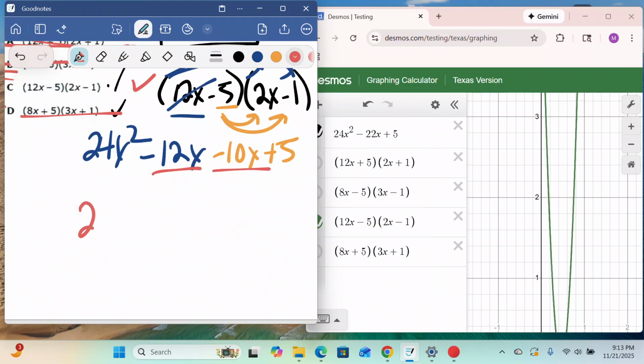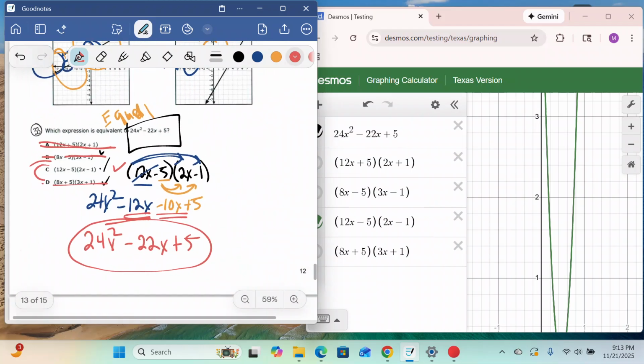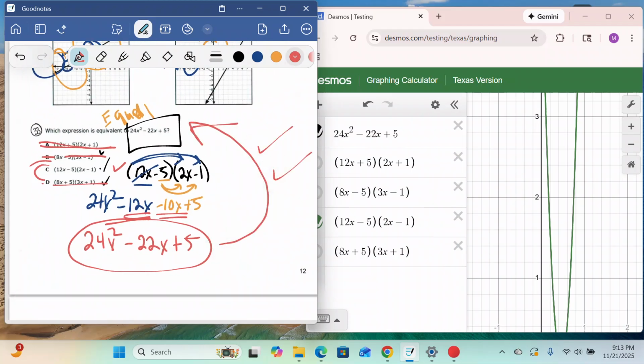So the answer is 24x squared. I'm going to add these two. And that gives me a negative 22x, positive 5. And I'm going to check to make sure that this right here matches our original equation. And it does. So again, I not only double checked it, I triple checked it. And that is the correct answer. The correct answer, and I can guarantee it is letter C.